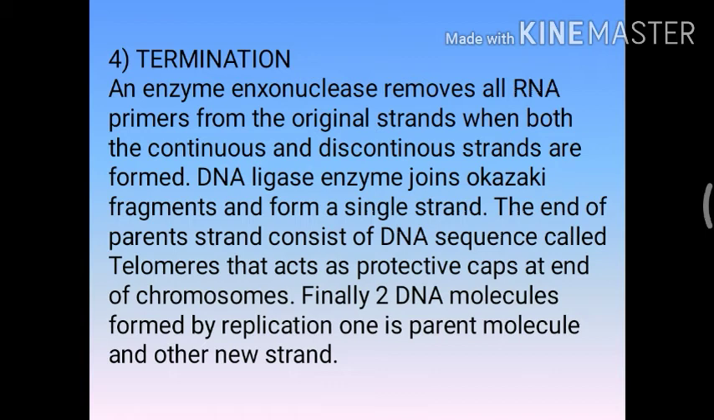When the DNA ligase enzyme joins the fragments, it forms the single strand with the help of the Okazaki fragments. The end of the parent strand consists of a DNA sequence called telomeres, which act as a protective cap at the end of the chromosome. Finally, two molecules are formed after the replication. One is the parent molecule and another is the newly formed strand, like a rope-like structure.